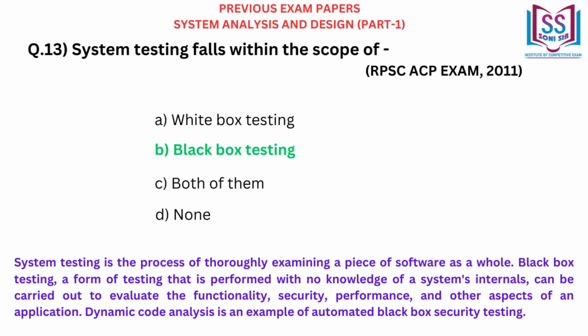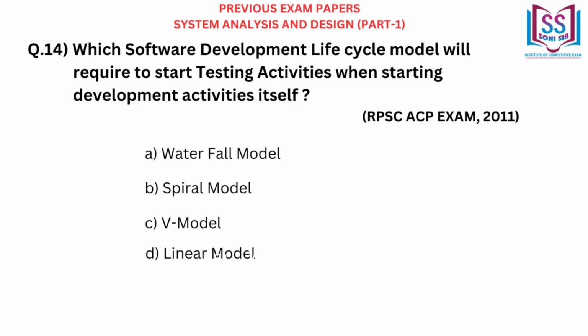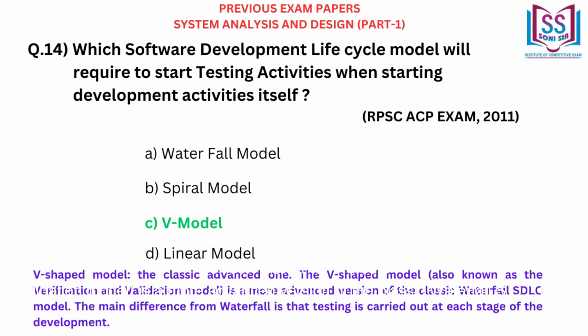Dynamic code analysis is an example of automated black box security testing. Which software development lifecycle model will require to start testing activities when starting development activities itself? A. Waterfall model, B. Spiral model, C. V model, D. Linear model. Correct answer C. V model.